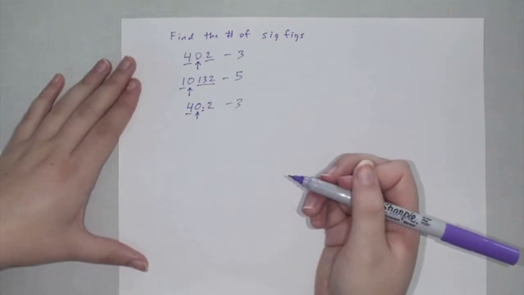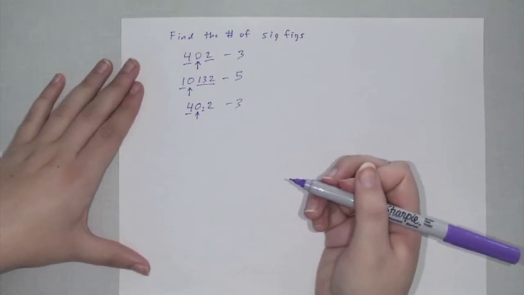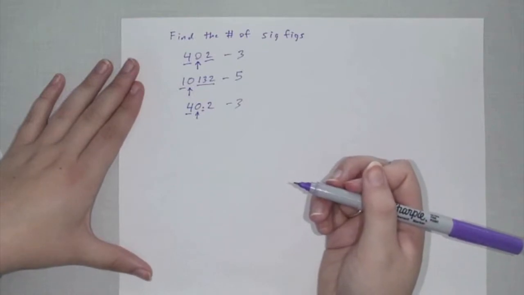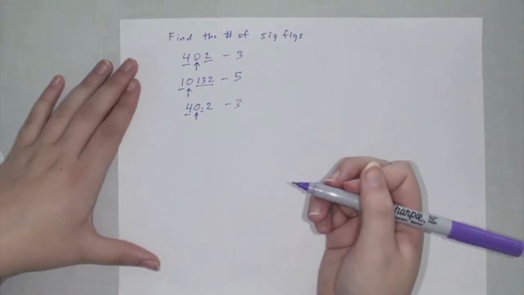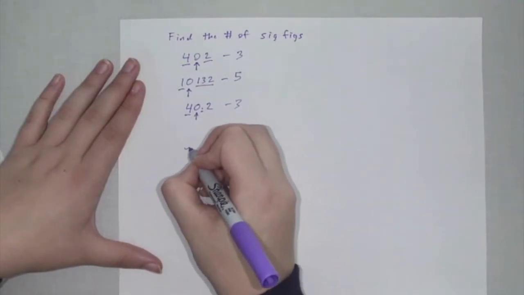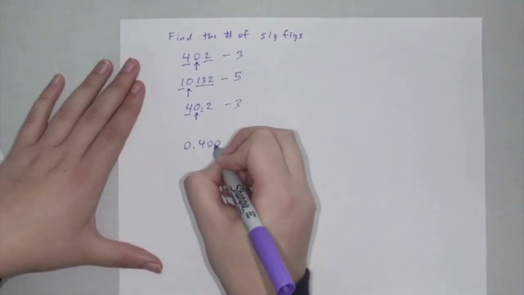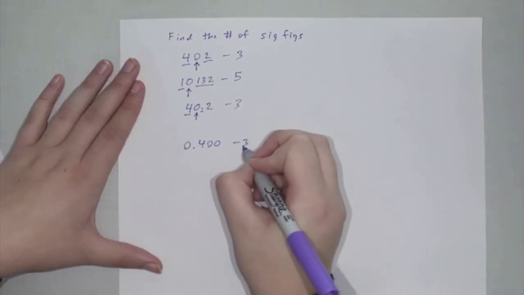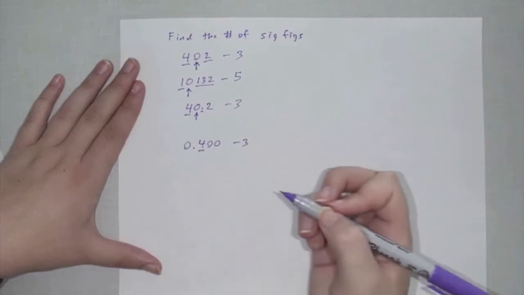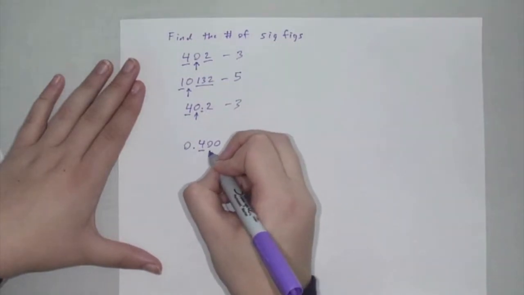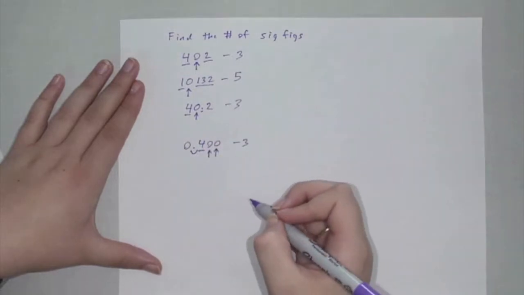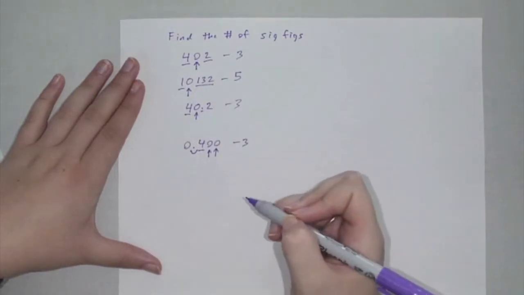So now that we've looked at the first rule a little more in depth, let's move on to the second rule, which says that zeros following a non-zero after a decimal point are also significant. So if I wrote something like 0.400, this has three significant figures because you have the 4, which is a non-zero and automatically significant, and then you have two zeros that follow it after a decimal. So that means that these zeros are significant.